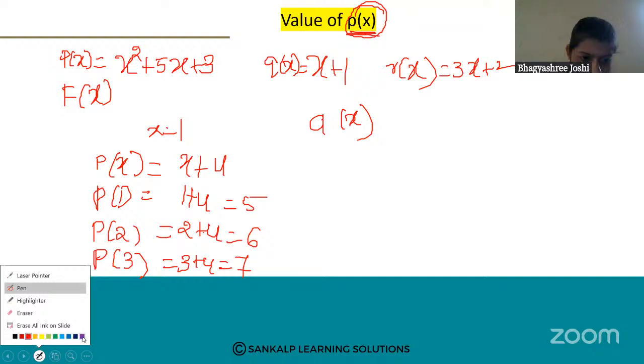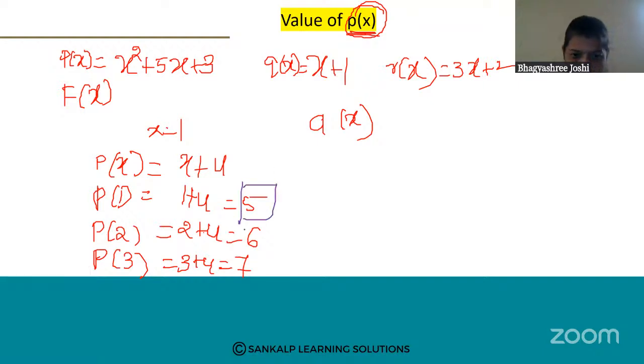Yes, we are getting some values, that is 5, 6, 7. So if I substitute different values for x, I will get different values. So, these values we call it as a value of x. Right? Understood? Then what do you mean by value of x? Replacing x by k is called as value of p of x at x is equal to k.